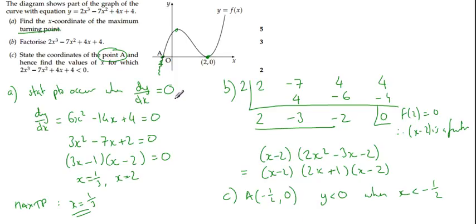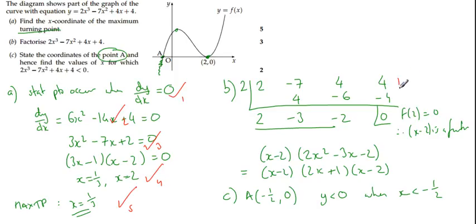Right, marking: 1 for setting your derivative to 0, whether that's in the first line or the second, that's fine. 1 for differentiating properly. 1 for factorizing correctly. 1 for getting your answers, and then 1 for stating which one is the maximum turning point. Quite generous marking there, but enjoy it while it's there.